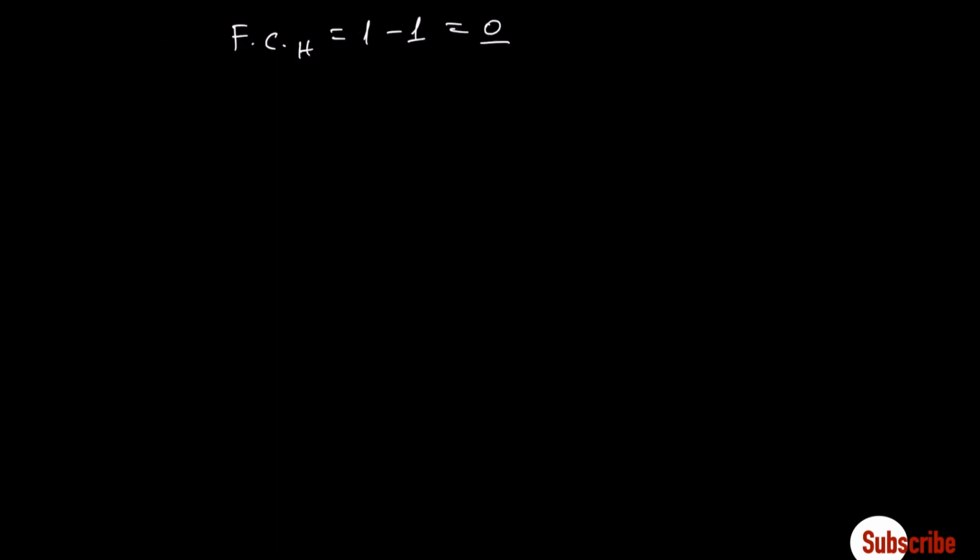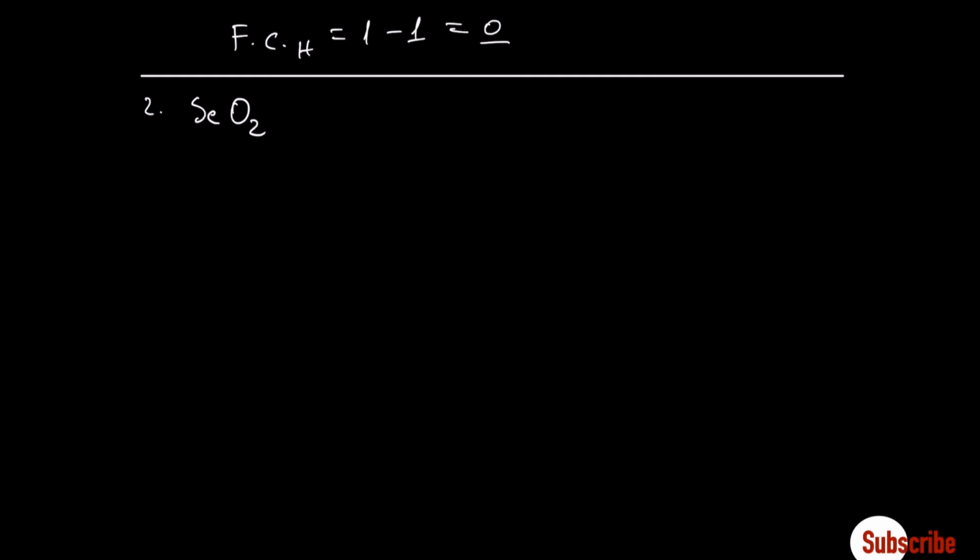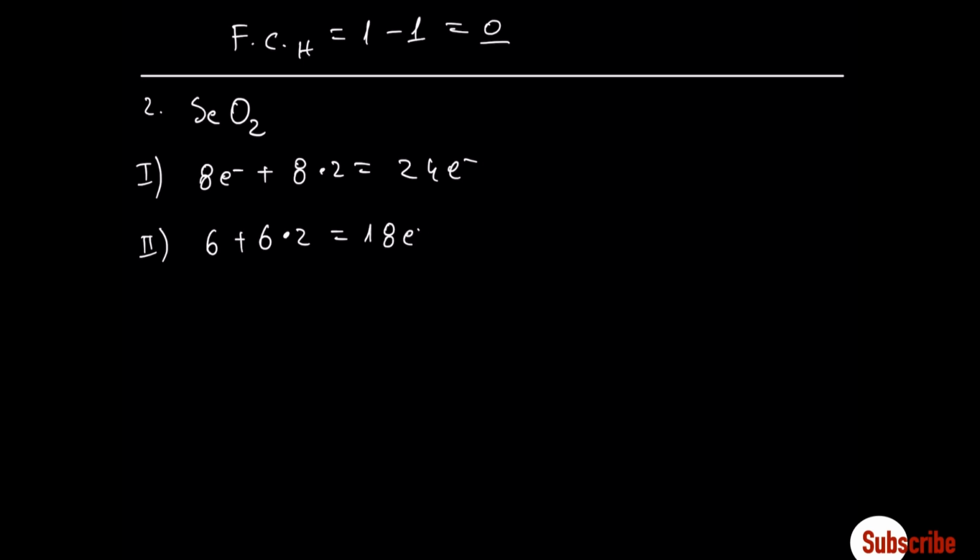Let's move now to an example that breaks the octet rule. Selenium dioxide. First step. We find the number of electrons to complete the octet. 8 electrons for selenium plus 8 electrons for oxygen multiplied by 2, 24 electrons. Second step. We find the number of valence electrons, which is 6 for selenium plus 6 for oxygen multiplied by 2, because we have 2 oxygens, equal to 18 electrons.